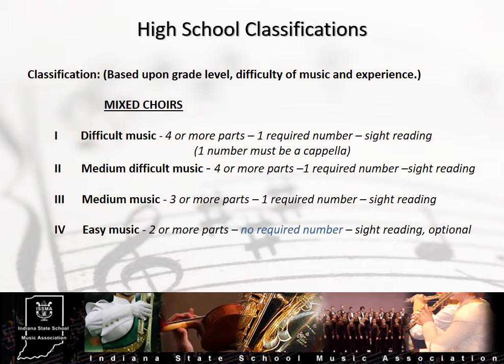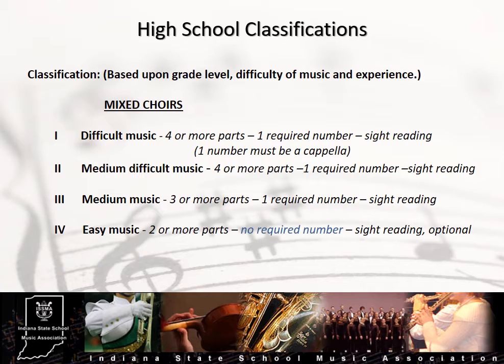High school classifications. In high school classifications, we eliminate Group 5 for obvious reasons, and we increase the demand for parts in selected music. Group 1 JME division, you'll see Group 1, 2, and 3 for high school division requires the director to select music from a pre-required list for that classification or level.